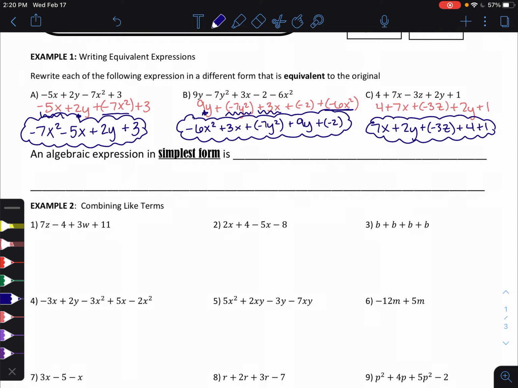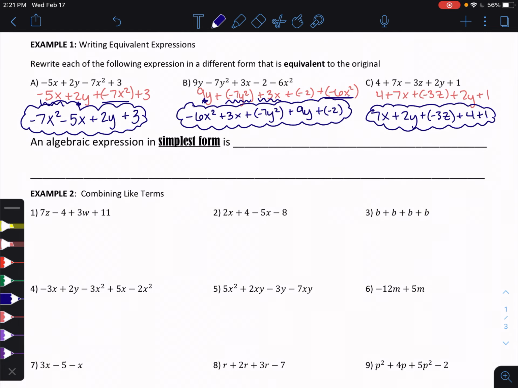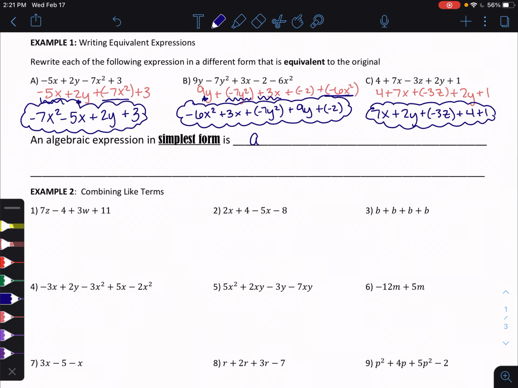And now we're going to expand this idea a little bit further. So we're going to take this idea of equivalent expressions, being able to rewrite something in a different way that means the same thing, and we're going to add in combining like terms. So an algebraic expression in simplest form is an expression where all like terms have been combined.